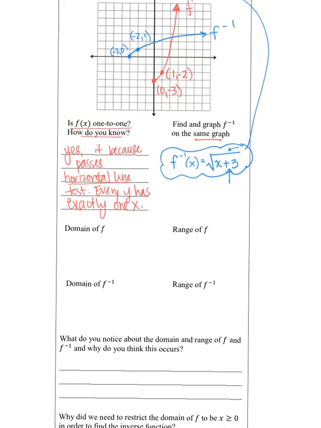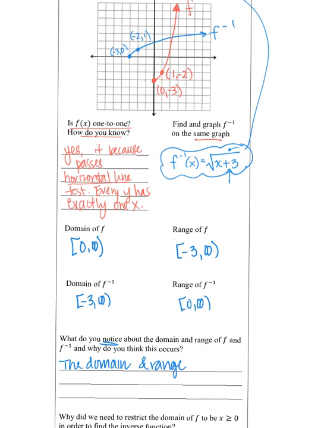So next it wants us to talk about the domain and range of these functions. So the function f, we already know its domain is from 0 to infinity because it's been restricted to just that positive side. And the range is going to be -3, that's the lowest y value, to infinity. Now the inverse function, f inverse, its domain goes from -3 to infinity, and its range will be 0 to infinity.